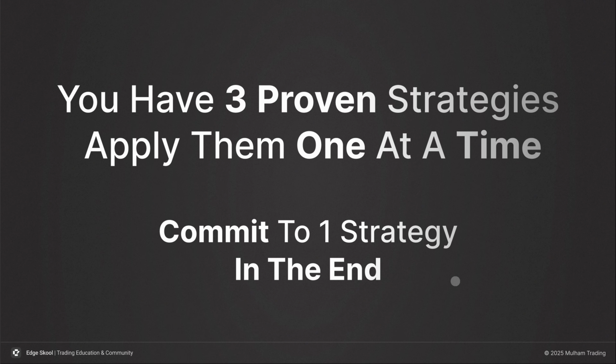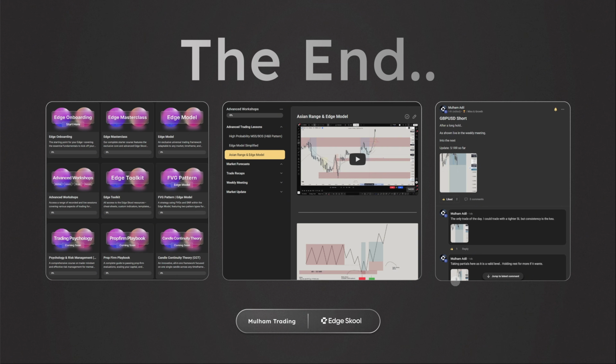These 3 models, you want to apply them one at a time, and commit to one strategy at the end after you backtest all of them. So you apply one, you backtest, you build your pattern recognition skills, and then you gather some data. After that, you commit to one, the one that you decide you want to go with for the rest of your trading career. That is the end of the course.